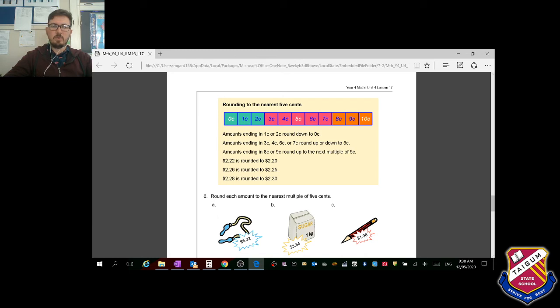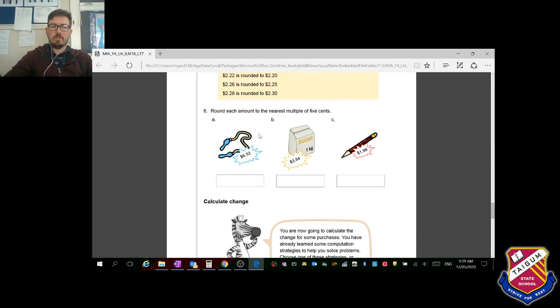So $2.22 is rounded to $2.20. $2.26 is rounded to $2.25. $2.28 is rounded to $2.30. So go through and round each of these items to the nearest 5 cents. Off you go.